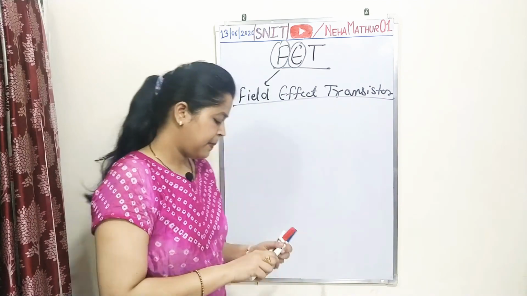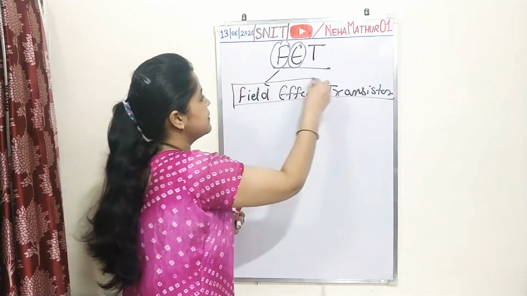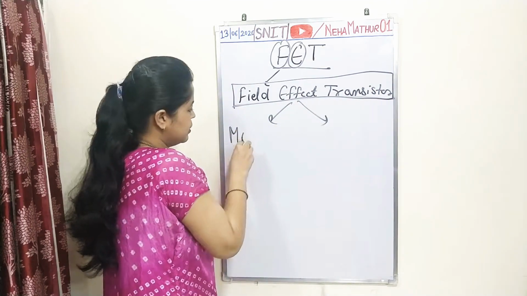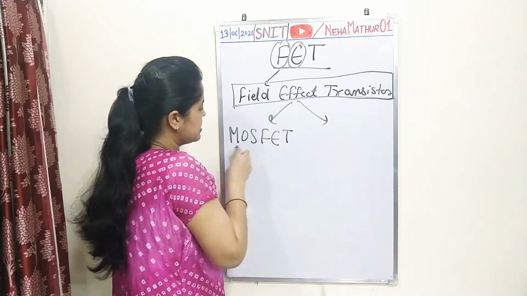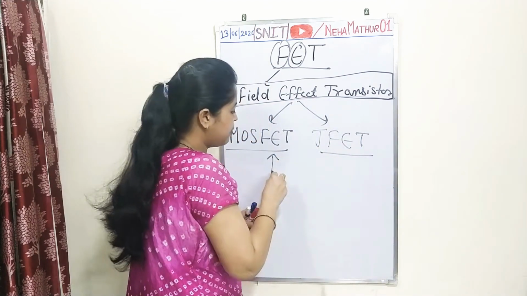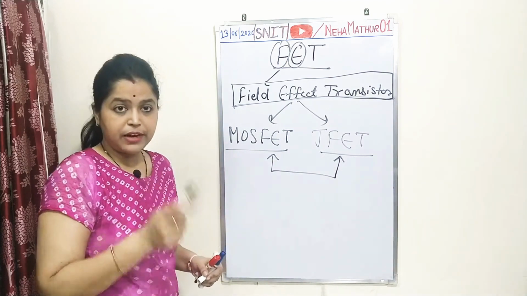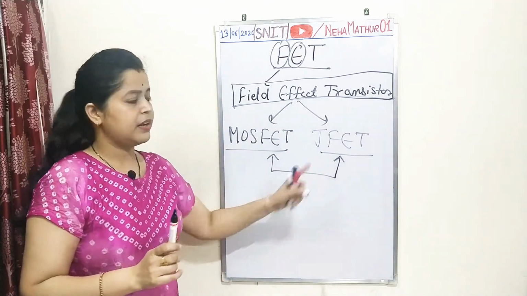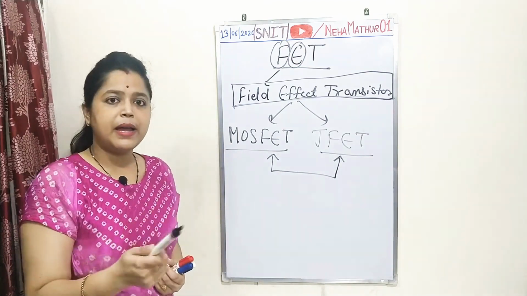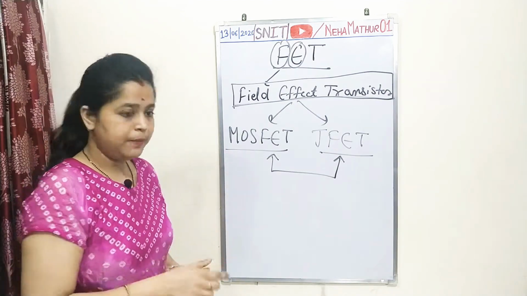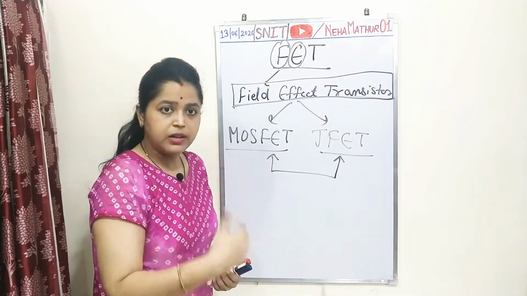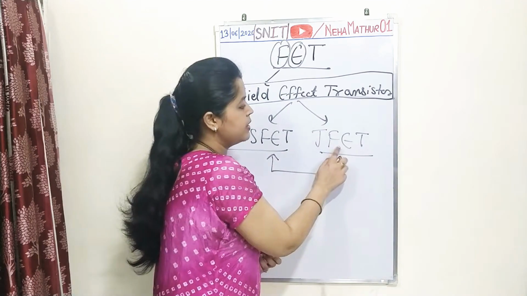Now, the next thing is the field effect transistor has two types. The first is MOSFET, and the second is JFET. Both categories of FET are based on the effect of electric field. In both categories, the output is controlled by induced electric field, which is generated by applied voltage signal. So, MOSFET, metal oxide semiconductor field effect transistor, we will cover one by one. The next is junction field effect transistor.